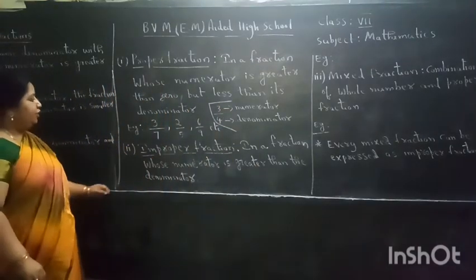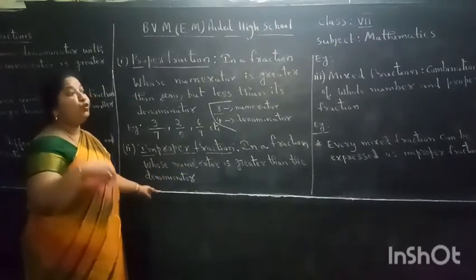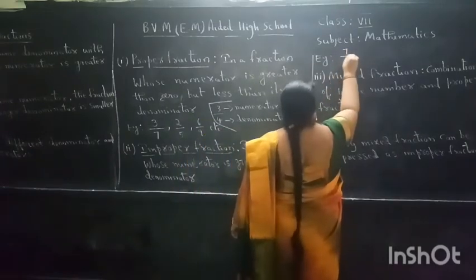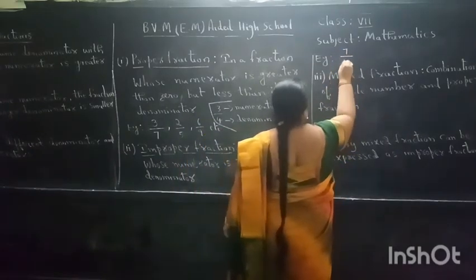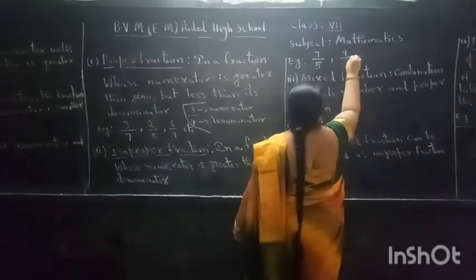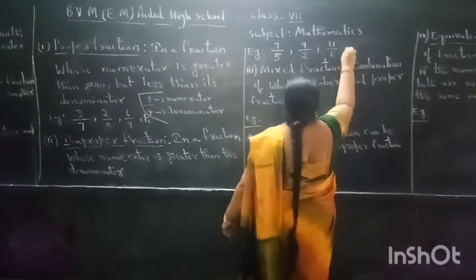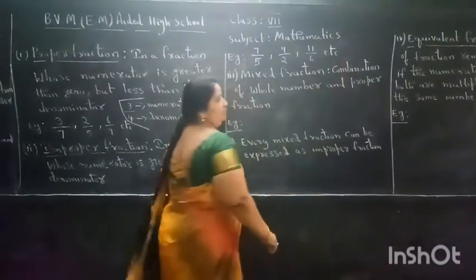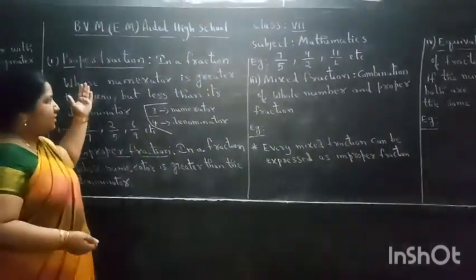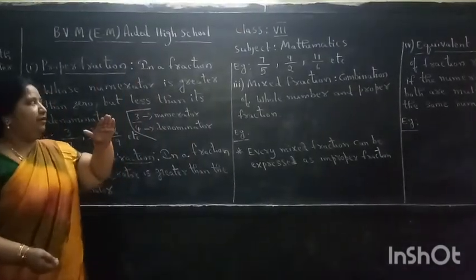Improper fraction: a fraction whose numerator is greater than the denominator. Here the numerator is greater, 7, and the denominator is smaller, 5. 7 by 5, 9 by 2, 11 by 6, etc. In a proper fraction, the numerator is less. In an improper fraction, the numerator is greater.